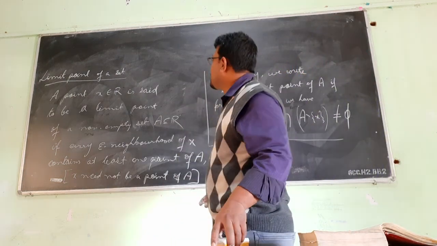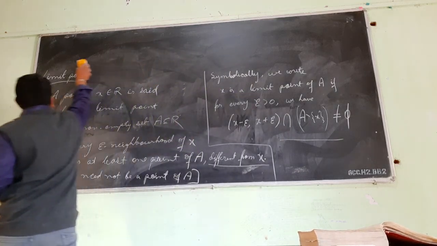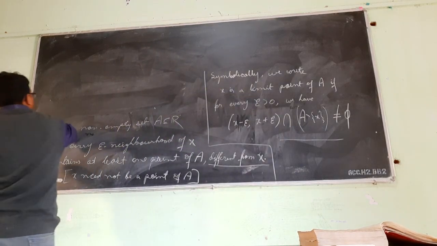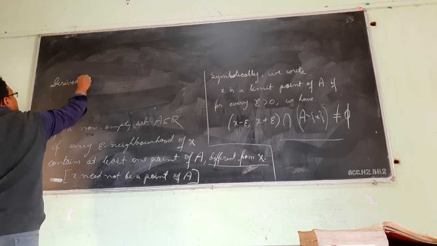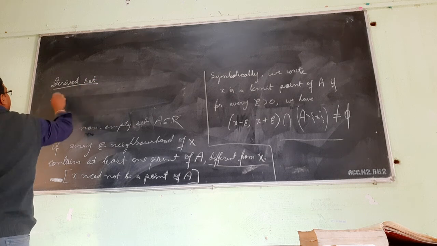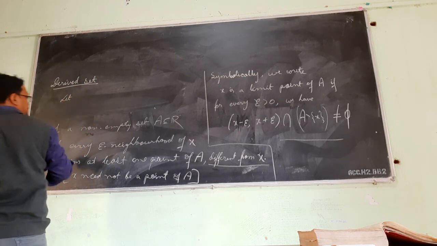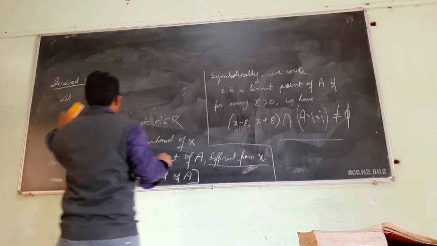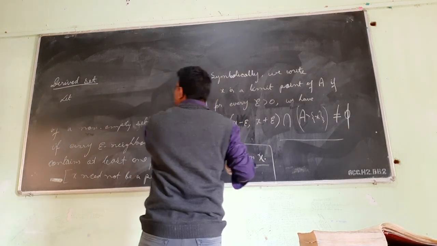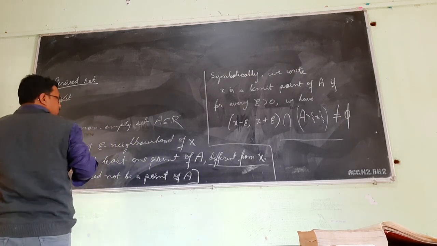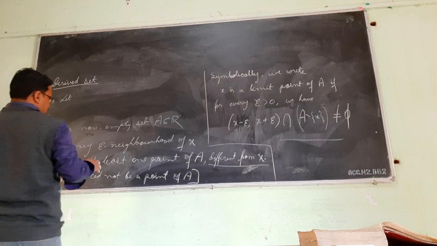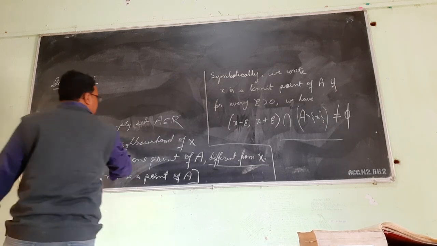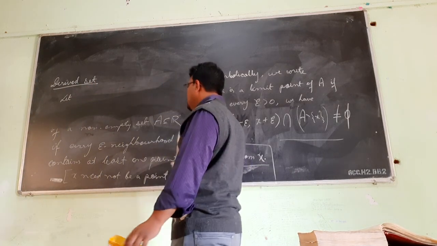Then what is the derived set? Let A be a subset of R. But here I have defined it for a non-empty set.